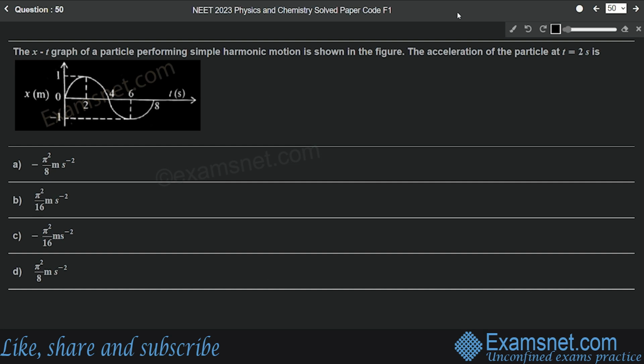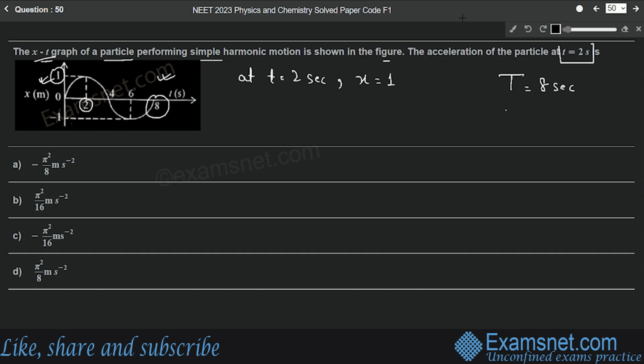Now the last question is from simple harmonic motion, and the question is, the x-t graph of a particle performing simple harmonic motion is shown in the figure. The acceleration of the particle at t equals 2 seconds is, okay. So if we look at this figure, at t equals 2 seconds, the x is 1, okay. The distance traveled or the displacement is 1. So at t equals 2 seconds, x is equal to 1. And what is the total time period? It is 8 seconds. T is 8 seconds.